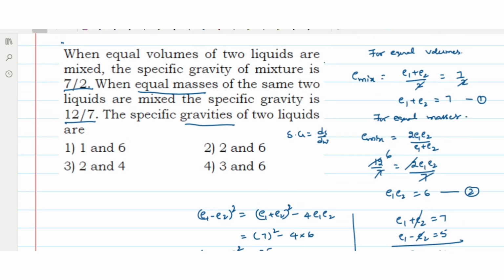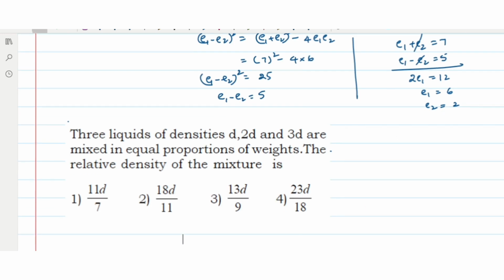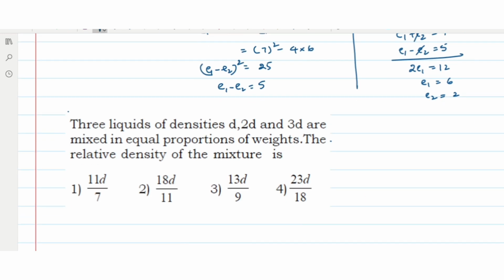Specific gravity of the two liquids means specific gravity equals density of the substance by density of the water. So here when you are taking specific gravity, the values will be rho 1 and rho 2. Specific gravity formula is density of the first one by density of the water. Then with the density of water equal to 1 gram per cc, the specific gravity of the first will be 6, and the specific gravity of the second will be 2. So this is the answer.